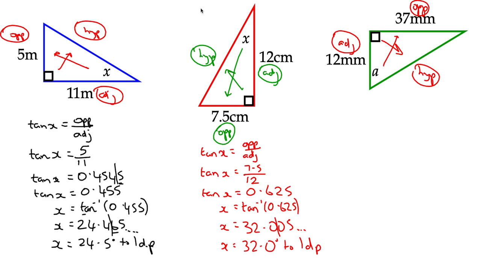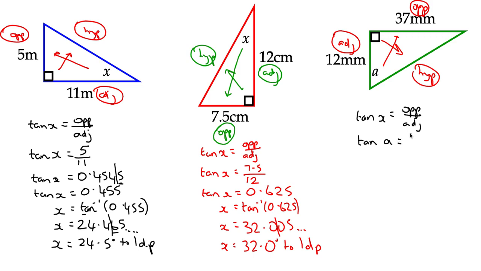We'll learn a bit more about that as we get familiar with it. So let's just check. Tan x equals opposite divided by adjacent. Now this time I've called the angle A. So sometimes we change the letter, and that's fine.